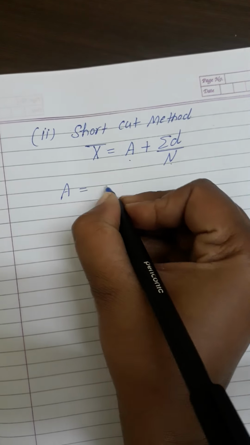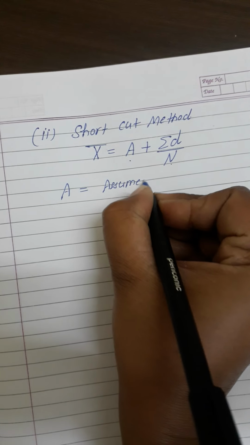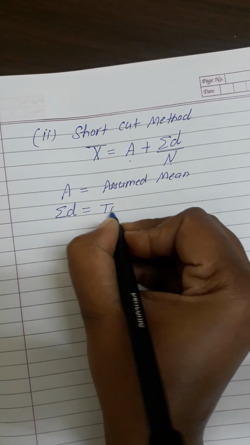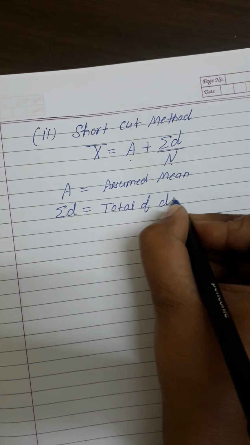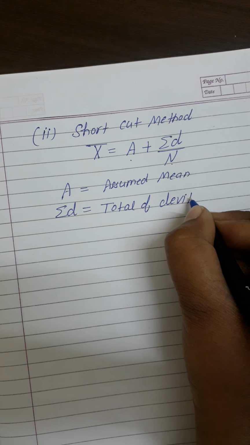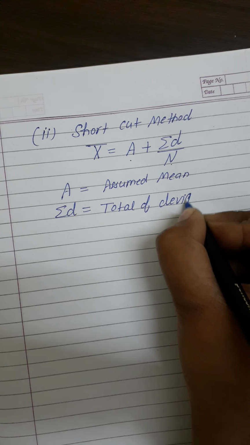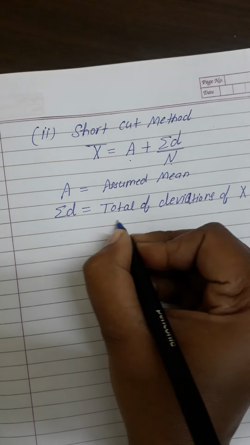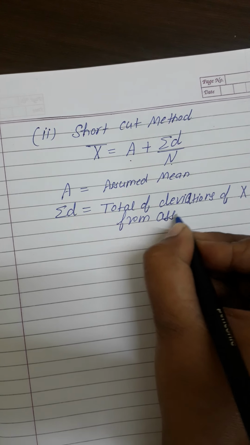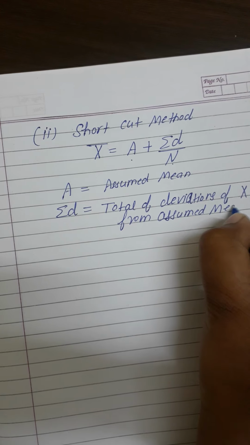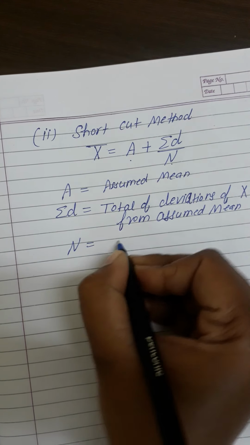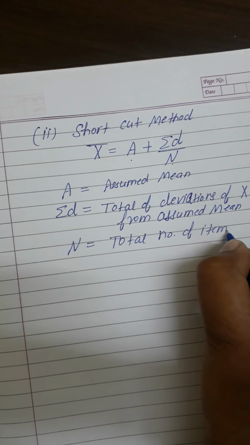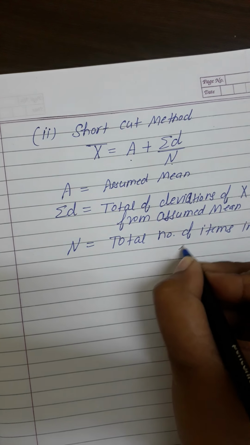A is what? A is assumed mean. Summation d is total of deviation of x items from assumed mean, and n is total number of items in the series.